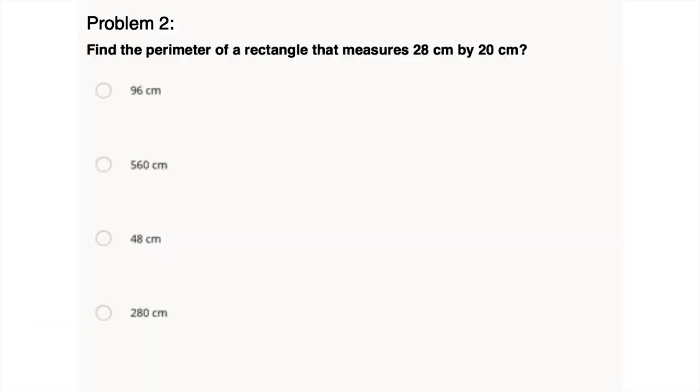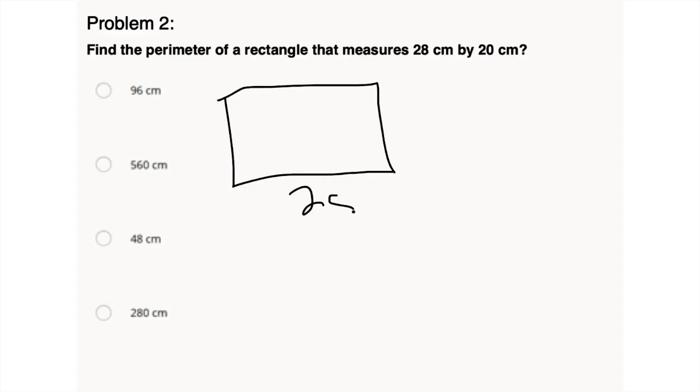Okay. All right, so our second problem says find the perimeter of a rectangle that measures 28 by 20 centimeters. So let's draw out a little basic rectangle here. 28 by 20, okay, 28, and 20. And with perimeter, we know that we have to add up all the sides, right? So it's a rectangle, so opposite sides are the same. So this is also 28. Okay, and this is also 20.